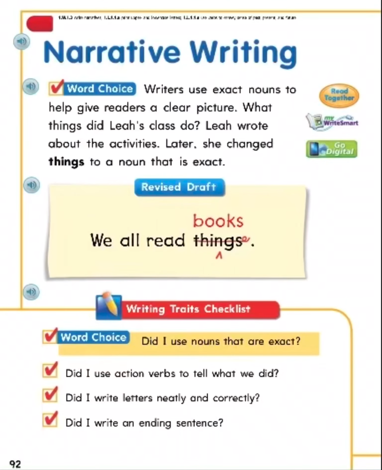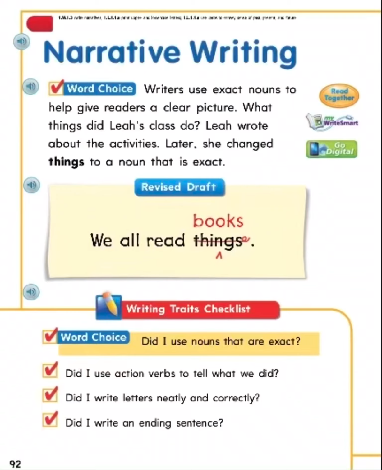Narrative writing. Word choice. Writers use exact nouns to help give readers a clear picture. What things did Leah's class do? Leah wrote about the activities. Later, she changed things to a noun that is exact. Revised draft. We all read things, books.